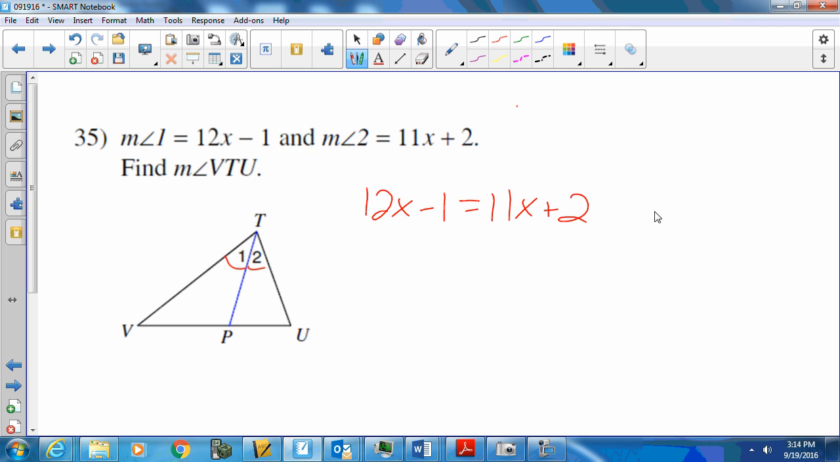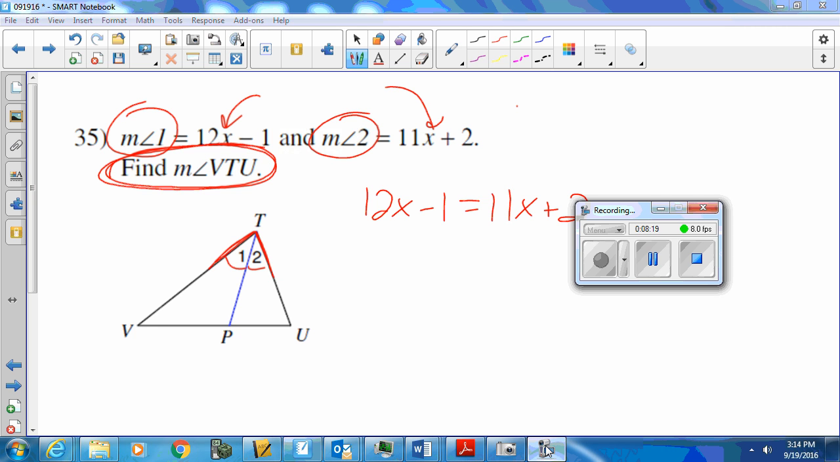Now, let's notice what they're wanting us to find. The measure of angle VTU. Where is VTU? That is right here, VTU, right? There we go. So how are we going to find that? Well, if we can find x, we can plug it in here, get this angle measure, plug it in here, get this angle measure, and then we'll go from there. So let's solve this first of all. You should take a second to try and solve it.